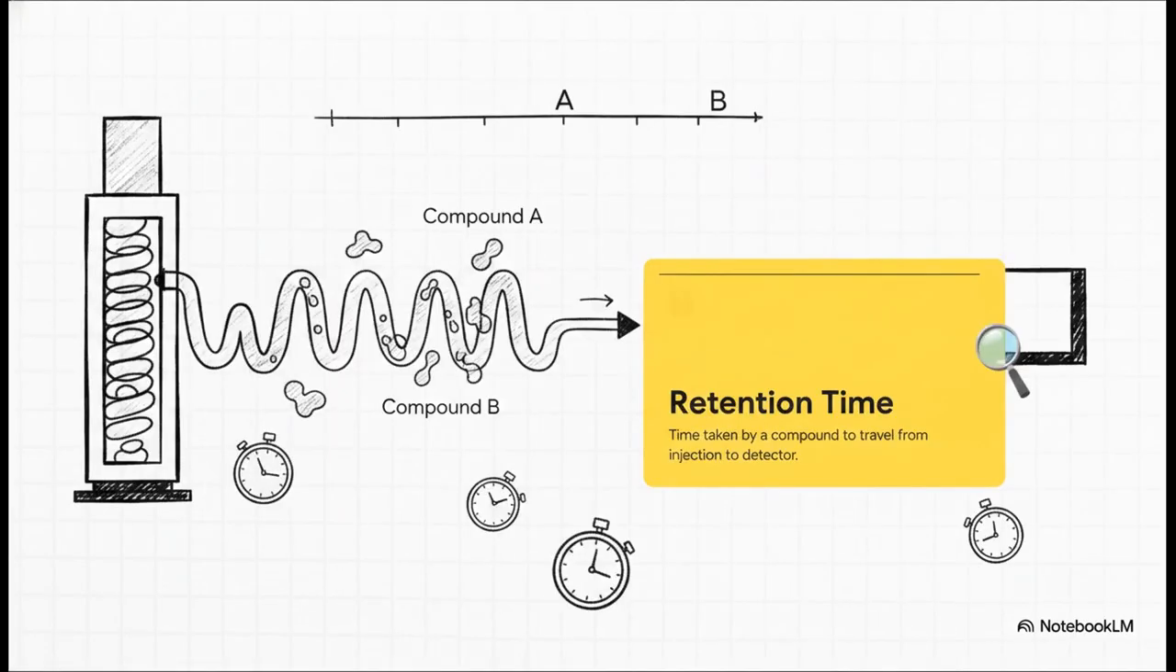But how do we actually measure the winners of this chemical race? Well, in advanced methods like gas or liquid chromatography, scientists calculate something called retention time. This is literally just tracking how many minutes a specific compound stayed inside the stationary phase before finally crossing the finish line at the detector. So, compound A might sprint across at 3 minutes, while a stickier compound B takes, say, 5 minutes.